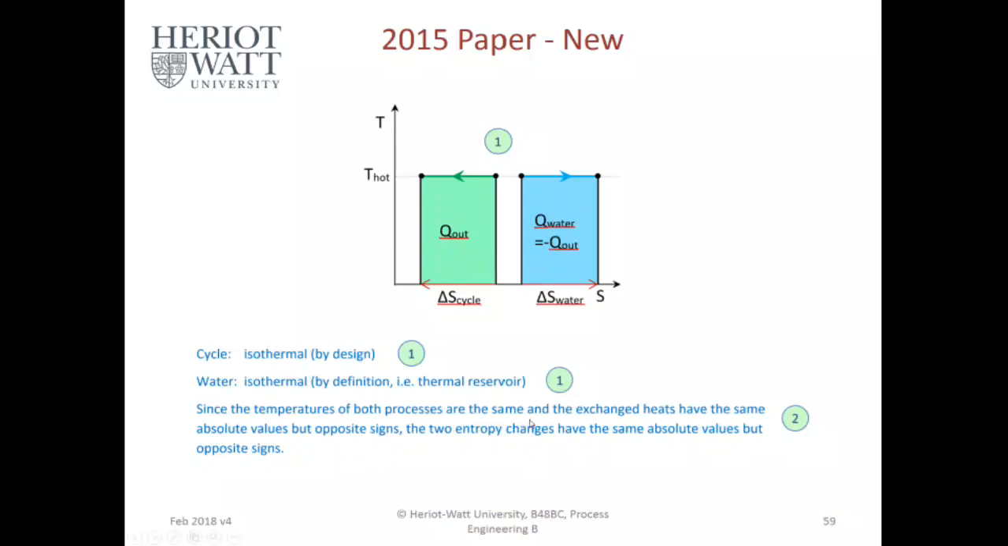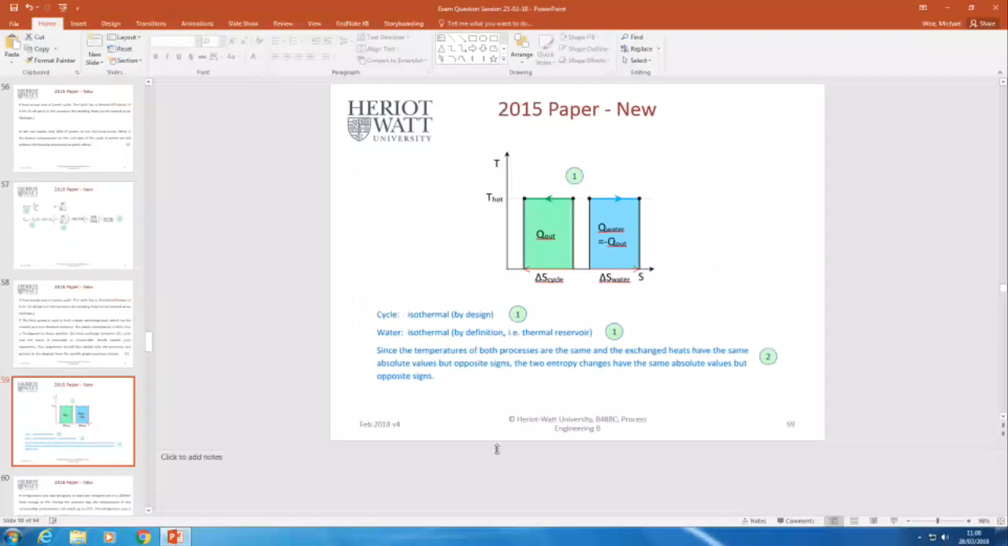Since the temperature of both processes are the same and the exchanged heats have the same absolute values but opposite signs, the two entropy changes have the same absolute values but opposite signs. These are all based on ideal assumptions. So you assume the temperature of your heat pump and the temperature of your reservoir are exactly the same, which in reality is impossible because you need that difference in temperature to drive the heat exchange. But just for the sake of it, based on the numbers you're given, so 30 degrees, then this is your entropy. Yeah? And that's actually it, and we've done that the other day. So that's pretty much it.